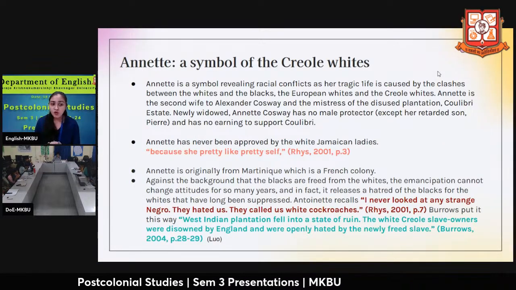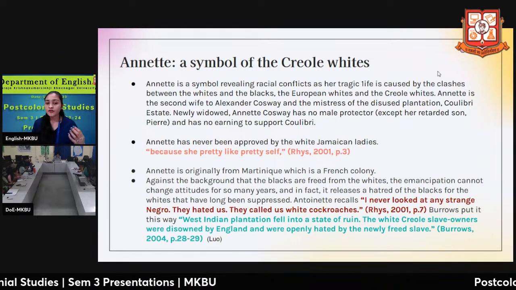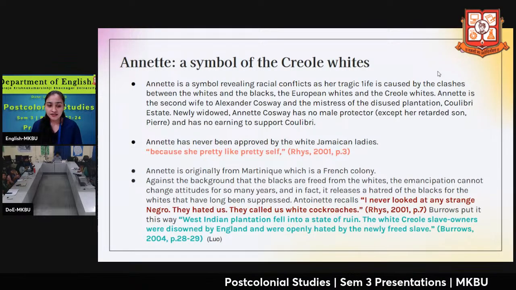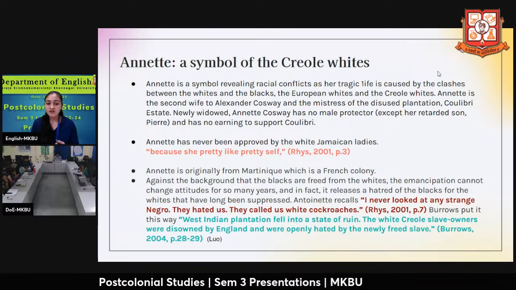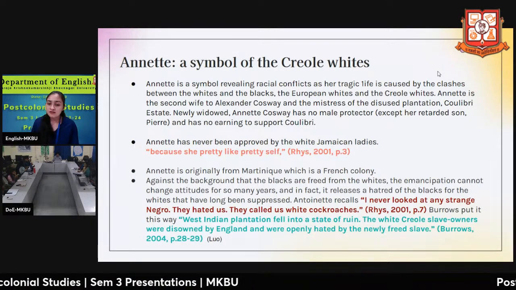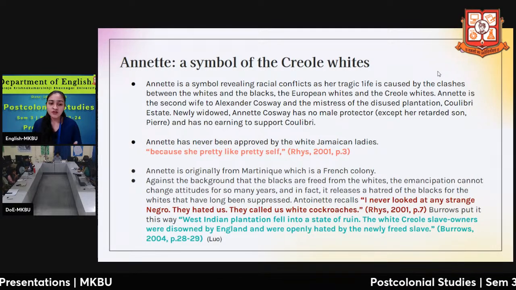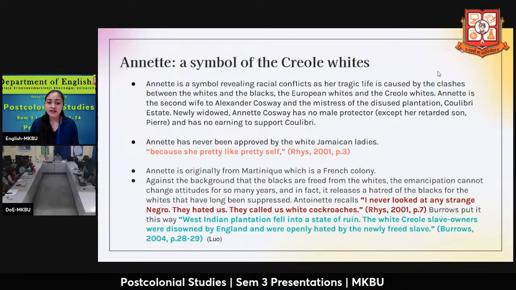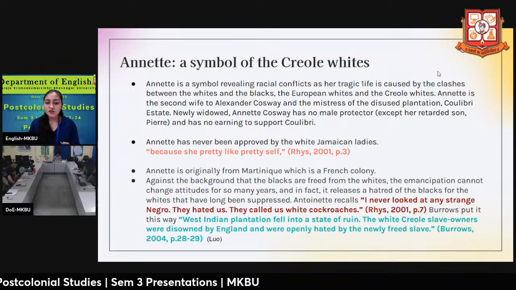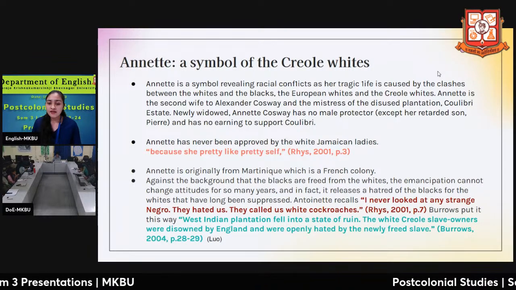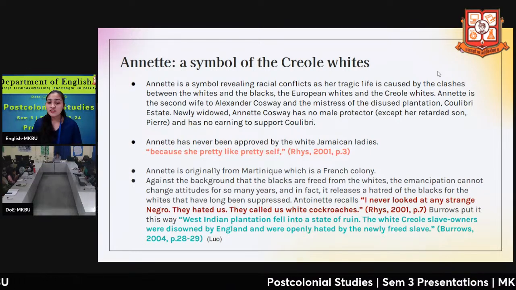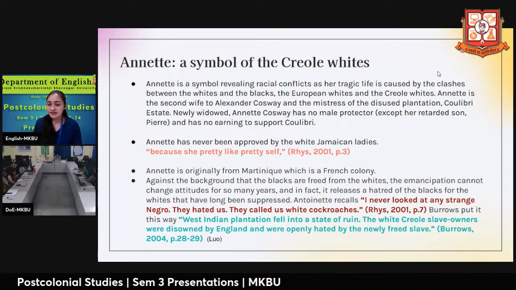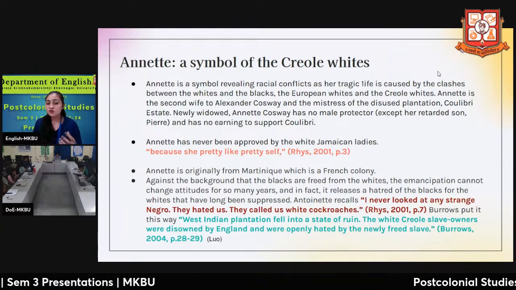Annette as a symbol of Creole whites. According to Leo in his article, Annette is a symbol of revealing racial conflicts, as her tragic life is caused by clashes between the whites and the blacks, the European whites and the Creole whites. Annette is the second wife to Alexander Cosway and the mistress of the distressed plantation. Newly widowed, Annette Cosway has no male protector except her related son and has no earnings to support her.